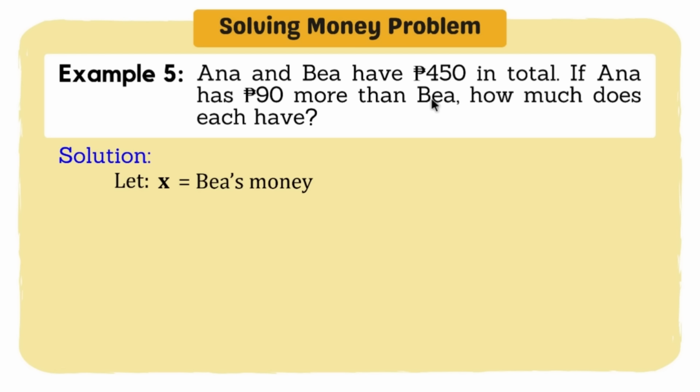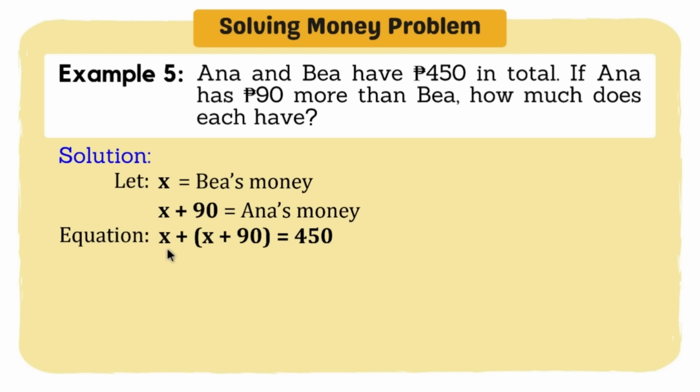Next, magkano yung pera ni Anna? It is more than Bea's money. 90 pesos more than Bea's money. So it will be X plus 90. So ito po yung pera ni Anna. Now for the equation, we have the quantity x plus 90 is equal to 450. Why? Basing on our first sentence, Anna and Bea have 450 pesos in total.